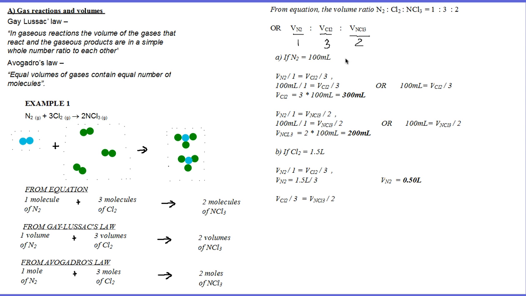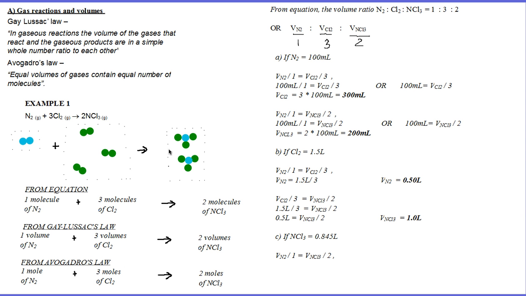Similarly, we can now use this part of the ratio to figure out the volume of nitrogen trichloride. Once again, volume of chlorine divided by 3 equals the volume of nitrogen trichloride divided by 2. Substituting in, 1.5 divided by 3 equals the volume of nitrogen trichloride divided by 2, or 1.5 divided by 3 is half a litre, so half a litre equals the volume of nitrogen trichloride divided by 2, or the volume of nitrogen trichloride is 1 litre. All I did there was times both sides by 2. On to the last part of question 1.